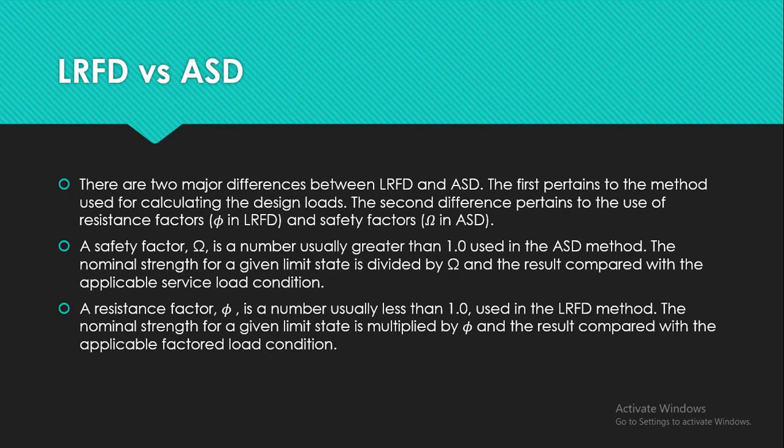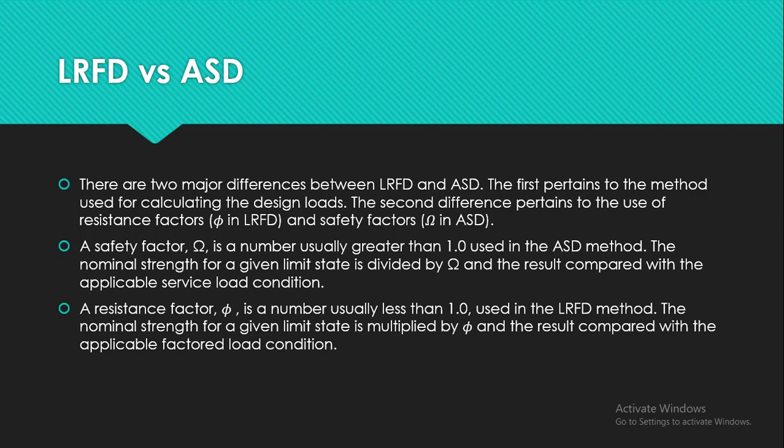LRFD versus ASD. There are two major differences between LRFD and ASD. The first pertains to the method used for calculating the design loads. The second difference pertains to the use of resistance factor phi in LRFD and safety factor omega in ASD.